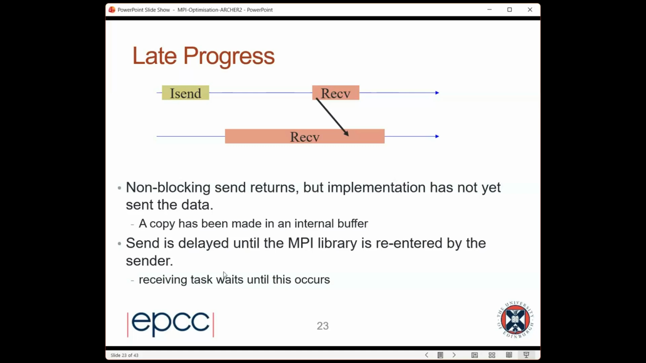So the send is delayed until the MPI library is re-entered by the sender, and that re-entry into the MPI library could be through a completely unrelated call like a receive. So again, this can be quite difficult to diagnose, but the basic fundamental message here is that the order you do things in MPI can affect the speed of your MPI calls, and you don't quite know what the optimal order is. So where possible, you should try not to impose an ordering.